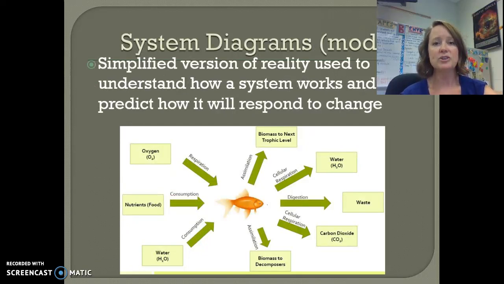Okay, system diagrams are models that are used to simplify a real system. It helps us with our understanding, and they're also useful in helping predict changes. So for an example, here we have a fish, and it shows all of the inputs and outputs that are required to keep that fish alive. So we think of the fish as a system itself. Now, this is simply a model. We could go into much more detail and show the systems that make up the systems.